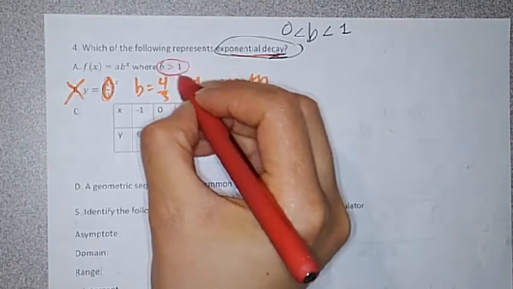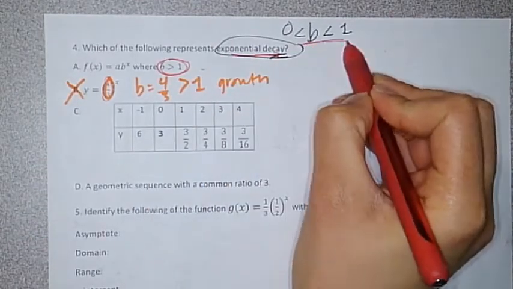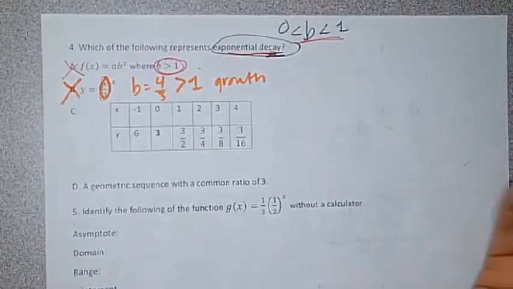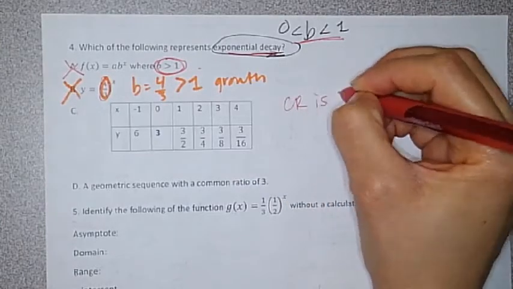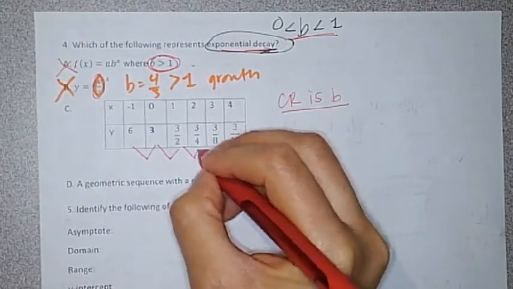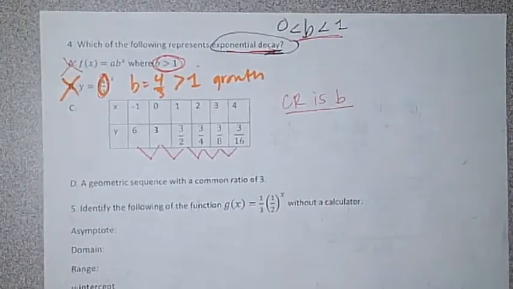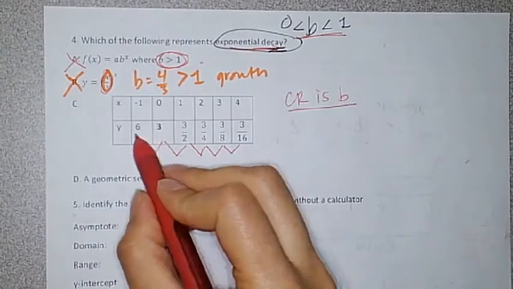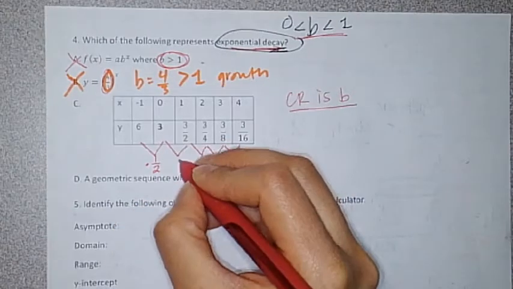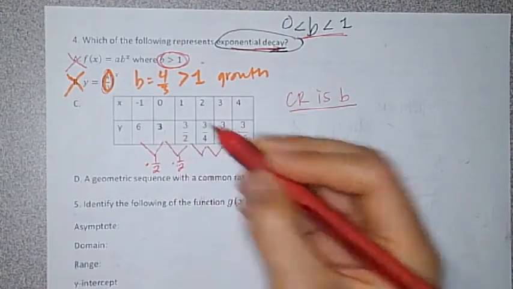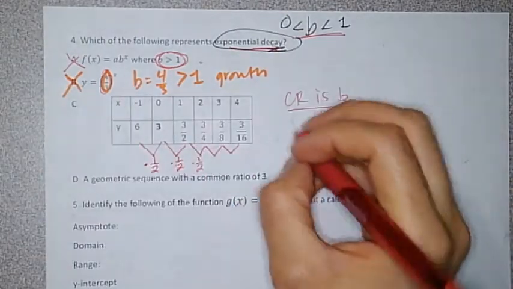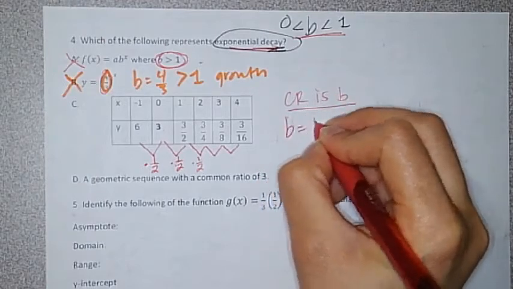Letter A says b is greater than 1. We just said that for decay it has to be less than 1, so no A. For letter C, you need to find the common ratio, which is the b. So for this sequence, I need to know what the common ratio is. If it's less than 1, then this is going to be decay. So here, 6 to get to 3, I would multiply times 1/2, times 1/2, right? 3 times 1/2 is 3/2, times 1/2 is 3/4, and so forth. So the common ratio, or the b, is 1/2.